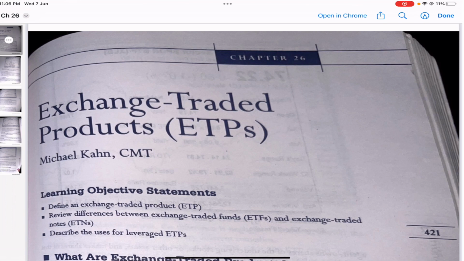The only thing you need to keep in mind is what is a REIT, Real Estate Investment Trust, and what is the difference between ETFs, exchange traded funds, and ETNs, exchange traded notes. Exchange traded funds have an underlying asset, which is the stock itself, whereas for exchange traded notes, the underlying is the bonds. Thank you.